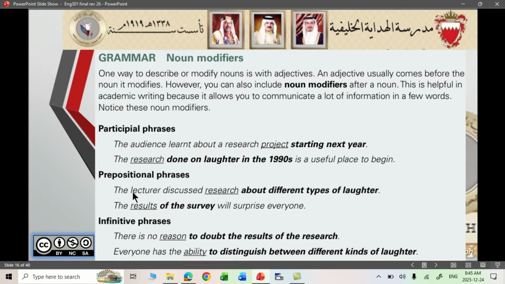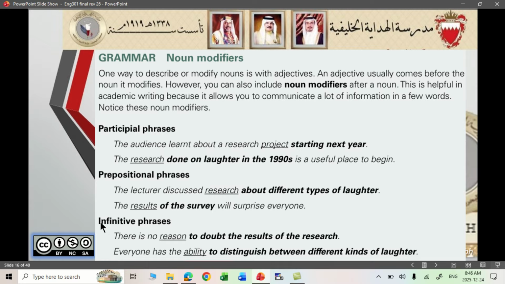However, they are emphasizing the same idea in two points in that book. An example would be the lecturer discussed research about different types of laughter. The results of the survey will surprise everyone. The results of the survey. Here it is starting with a preposition, prepositional phrases.